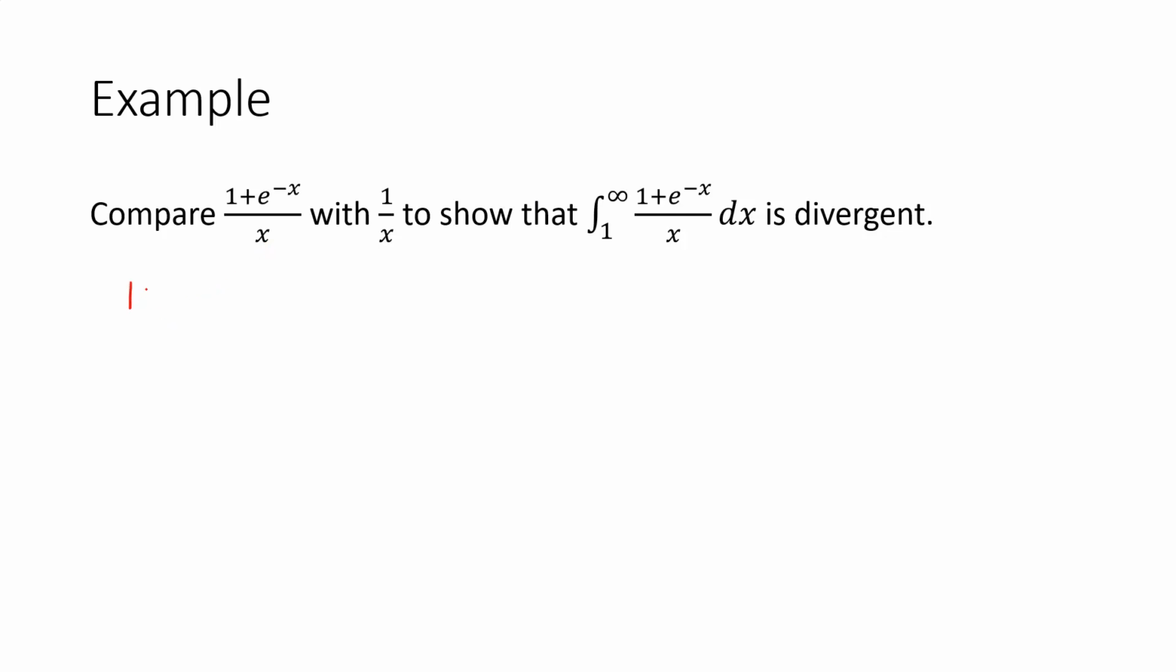And we can easily see that here 1 plus e to the negative x over x has to be greater than 1 plus 0 over x. Essentially here, adding e to the negative x to something in the numerator makes it bigger. So just getting rid of that term here, we get something smaller. And we know that the integral from 1 to infinity of 1 over x, we've shown this one already, is infinity, so it's divergent.